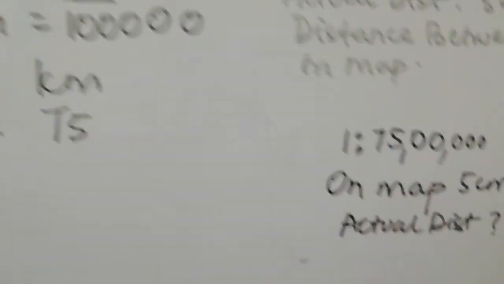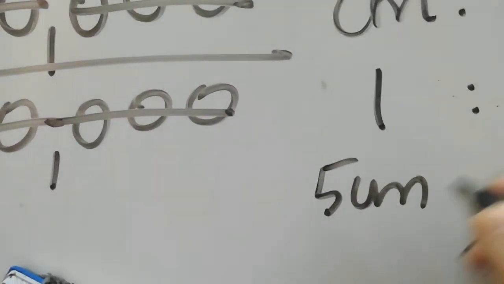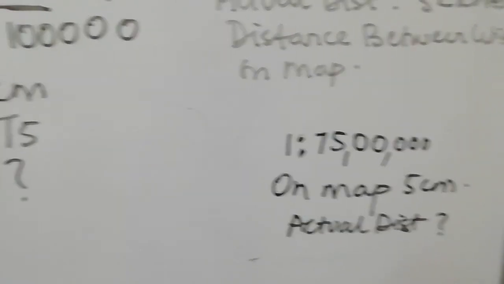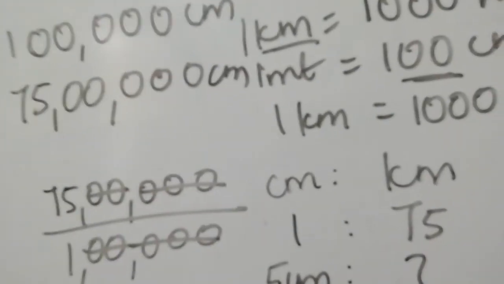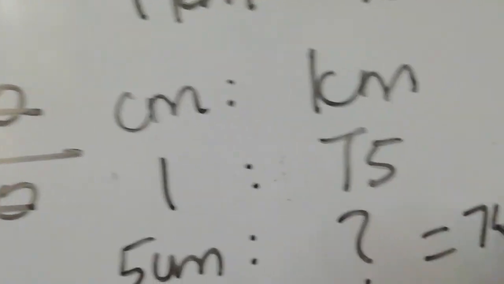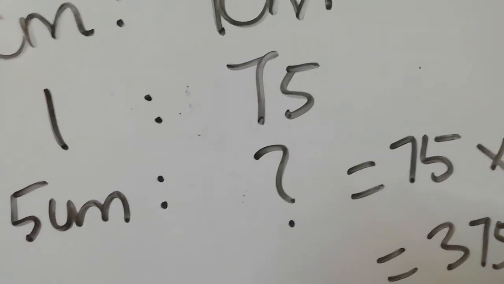So what they have said: on the map this distance is 5 centimeters. What will be the actual distance? So the actual distance will be what? 5 into 75, which is 75 into 5, which is 375 kilometers.